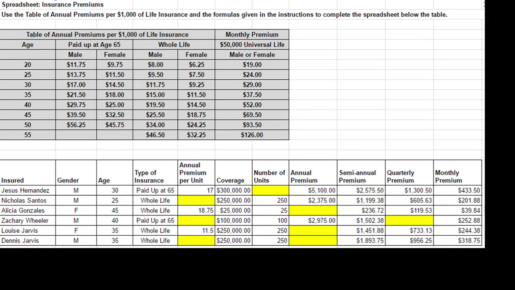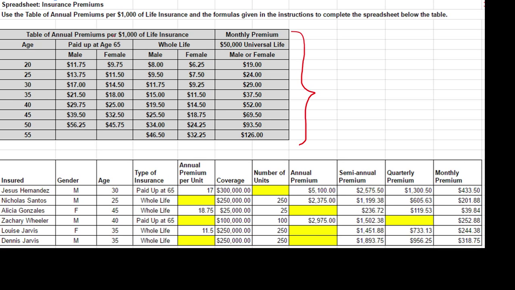Let's talk about the first page of Project 6. On this page, we're given a table of annual premiums for $1,000 of life insurance and formulas to complete a spreadsheet. Let's consider what's going on here. First of all, we're given this table, which describes annual premiums.